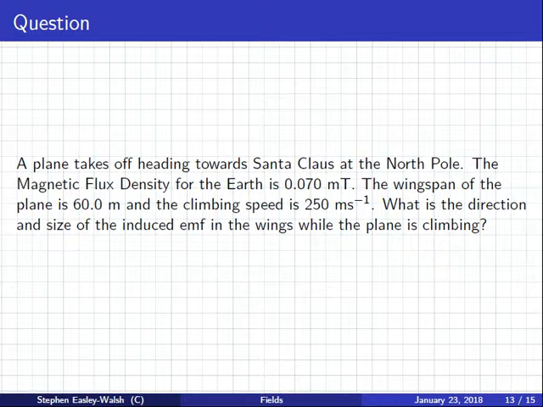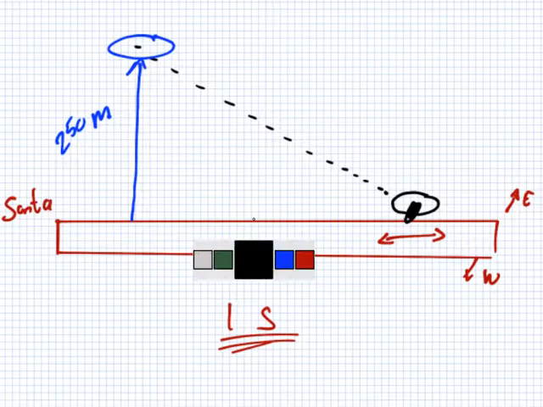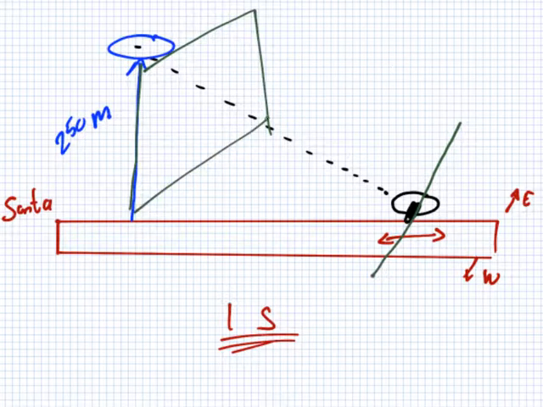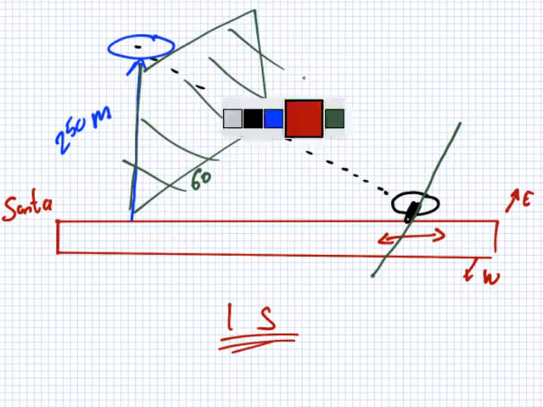Yeah. No, high climbing speed means vertical. Now think about this. At the beginning, there is no area. And then at the end, we've drawn out this big area in 1 second. 250 by 60. Whoa. We made this area in 1 second.